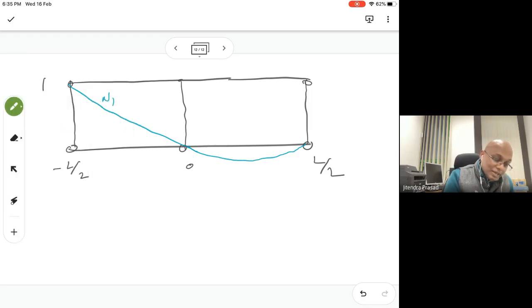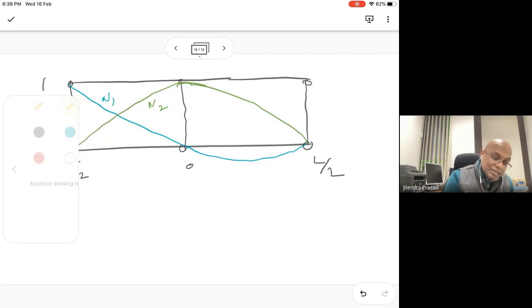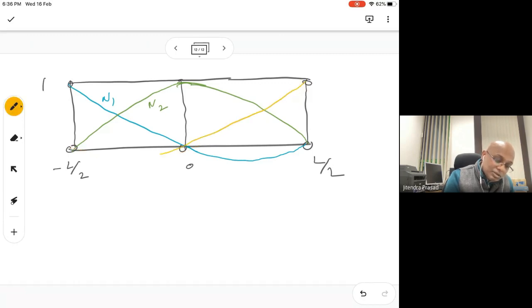Number 2, N2. N2 has to be 1 here and 0 here and here. Only way possible is you go like this. Okay, so this is N2. Then we have N3. N3 has to be 0 here and 1 here, and the only thing possible is go from here to here and here. You can also plot it; actually, you will get exactly the same. So whatever we got, you will get the same thing. So this is how the three shape functions will look.